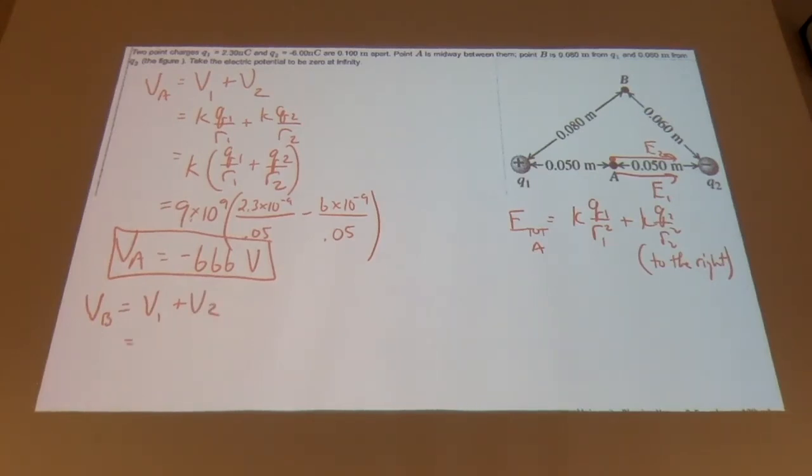So once again, this is going to work out to be K times Q1 over R1 plus Q2 over R2.